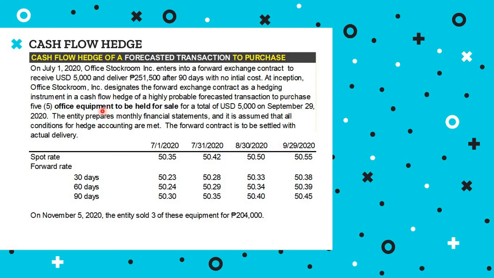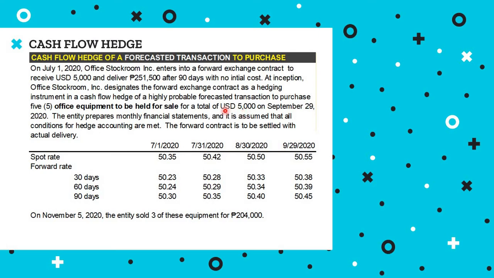So, ang sabi, yung forward contract daw na in-acquire natin on July 1, 2020 has been designated daw as a hedging instrument. So, ano yung kanyang hedge item? So, ang hedge item is a highly probable forecasted transaction to purchase. At ano ang bibilhin? 5 office equipment daw that is held for sale. So, which means, etong mga equipment na to, these are inventory kasi they are held for sale. At magkano itong mga equipment na to? So, sila daw ay at 5,000 US dollar, which is a foreign currency. So, which means, ang ating forecasted transaction is a foreign currency transaction.